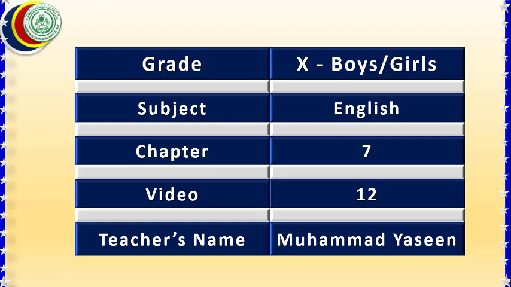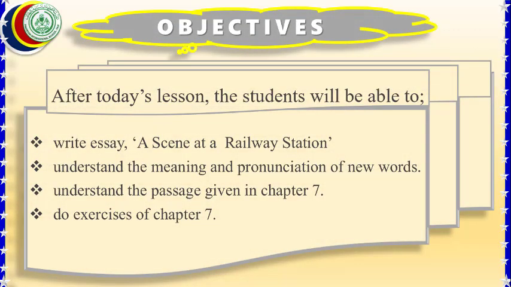We are going to do chapter 7 today. After today's lesson, we shall be able to write an essay. The topic is a scene at a railway station. We shall be able to understand the meaning and correct pronunciation of new words. We shall be able to understand the passage given in chapter 7. We shall do some exercises of this chapter also.